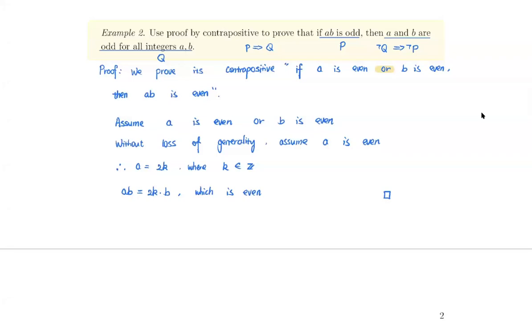So if you want to do cases, you do two cases. Either you let A is even or you let B is even. But in this case, since they are the same, I used without loss of generality and I did one case only, okay?